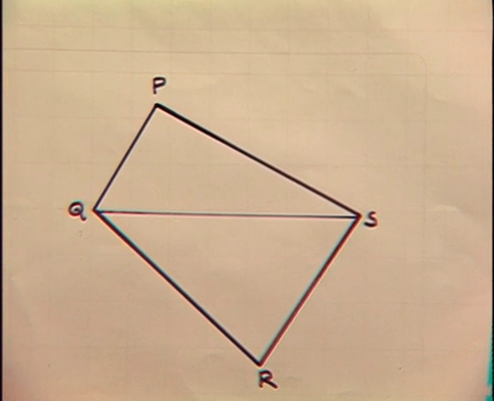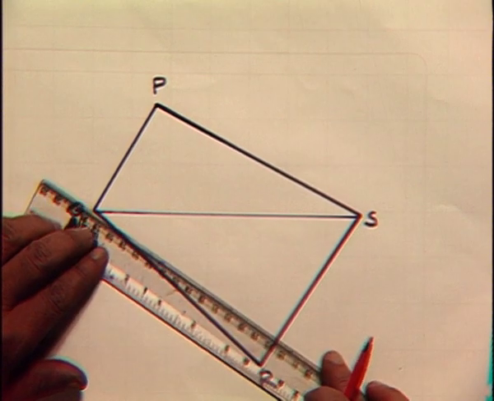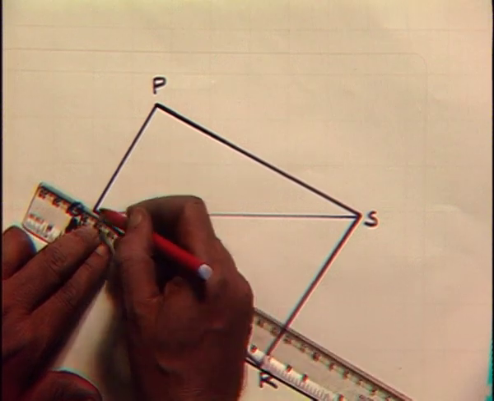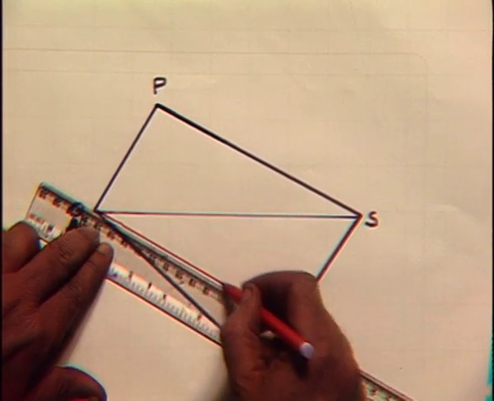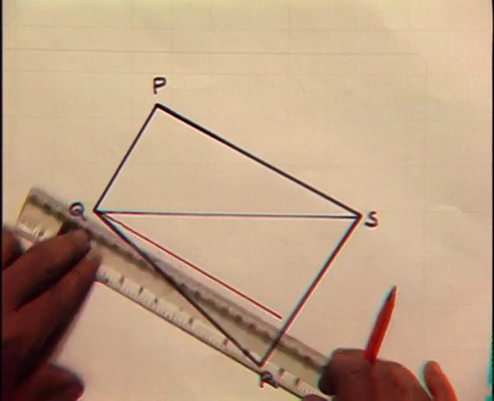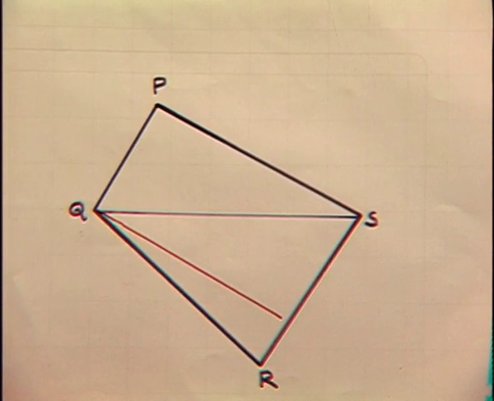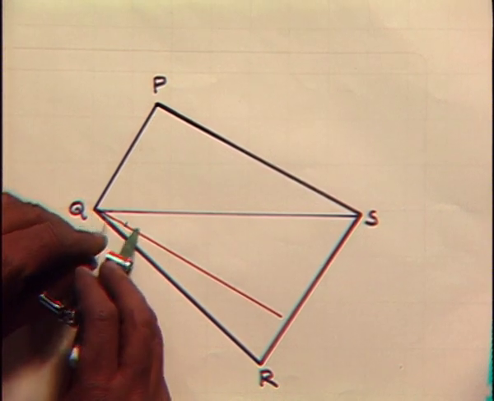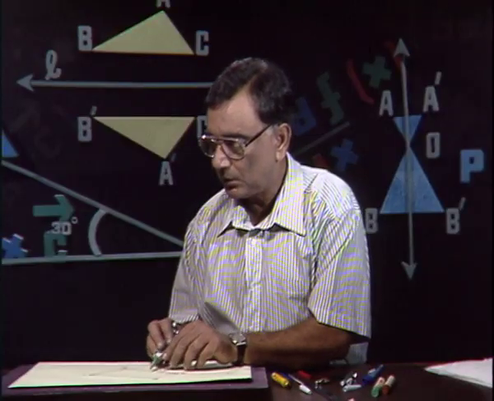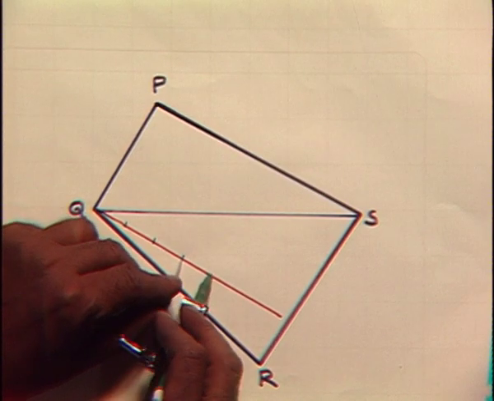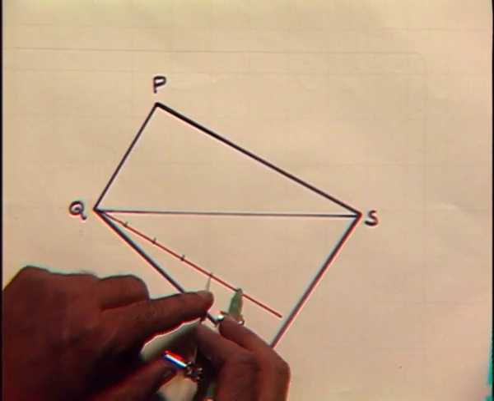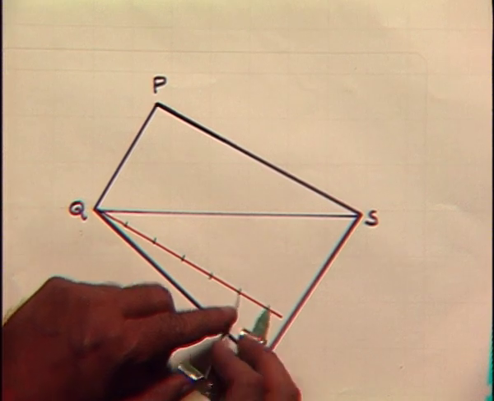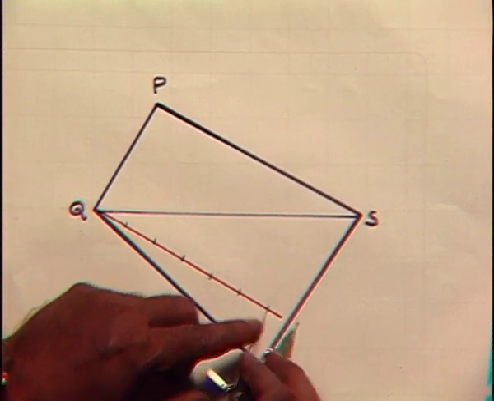After joining the diagonal QS, we will divide it into the required parts as asked for. We will draw any acute angle over here and cut off 7 points on this. 1, 2, 3, 4, 5, 6 and 7.